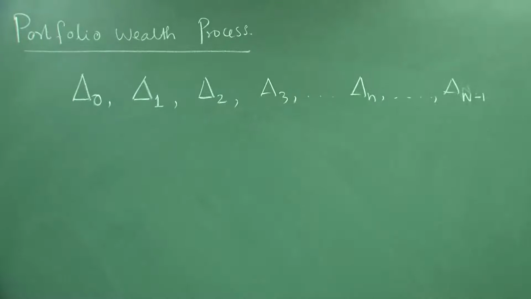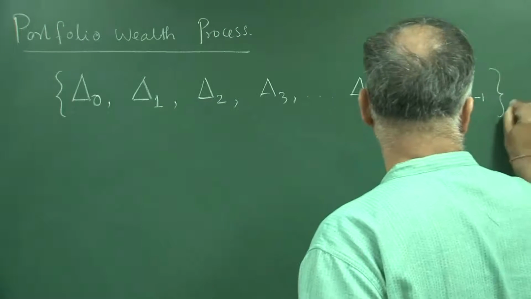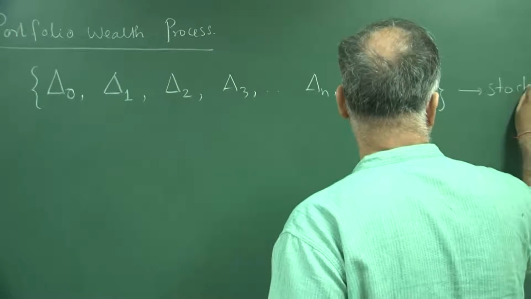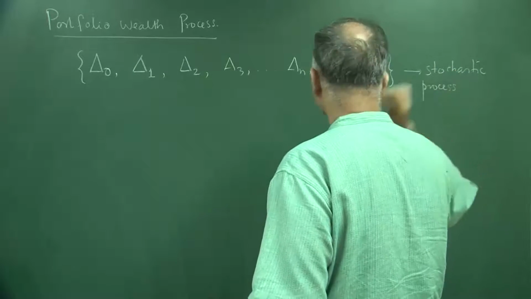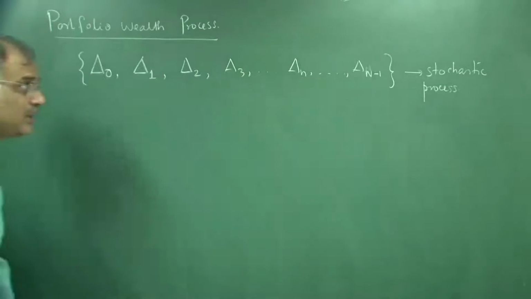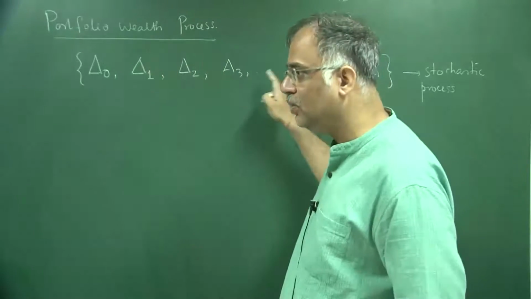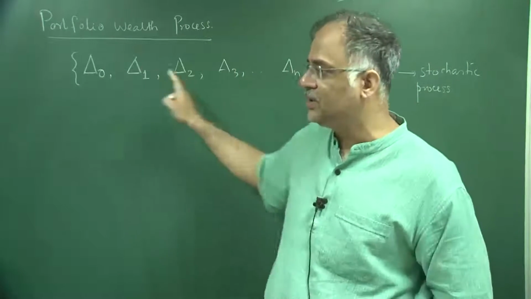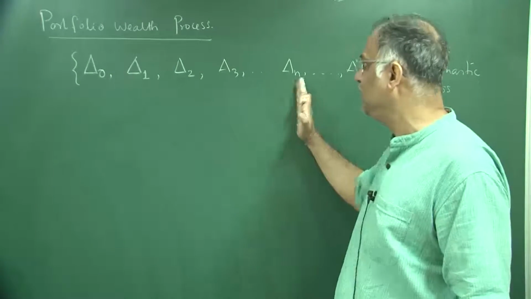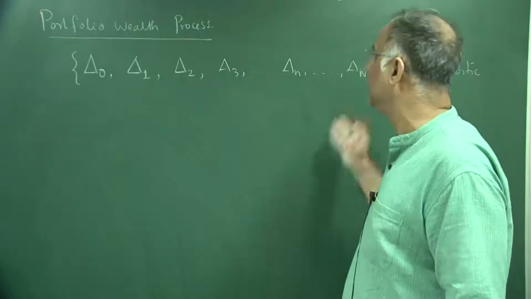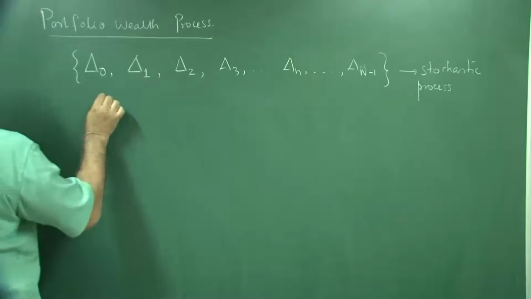So, this process is also a stochastic process. It is adapted to the filtration, because delta n depends on the first n coin tosses. The information available up to time period n is what the n coin tosses were up to that time, and this depends on that. So, this is a process which is adapted to the filtration.